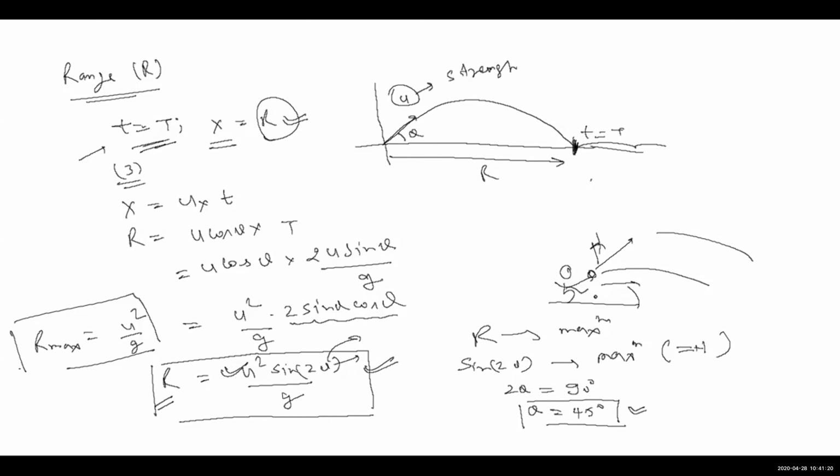So if you want your range to be maximum, you have to throw the projectile, or throw the ball, or throw anything, making an angle of 45 degrees with the horizontal. When you do that, you will have the maximum range possible. Clear here?